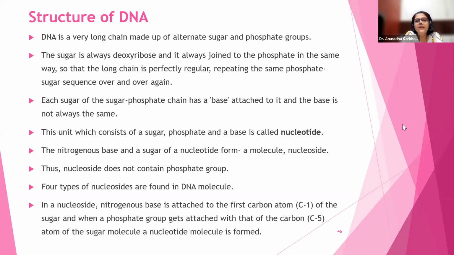When a phosphate group gets attached with the fifth carbon of the sugar, then that molecule will be called a nucleotide. तो साइड एंड टाइड में फ़र्क देखिए, मैंने आपको लास्ट टाइम भी एक शॉर्ट ट्रिक बताई थी कैसे याद रखना है साइड एंड टाइड को.